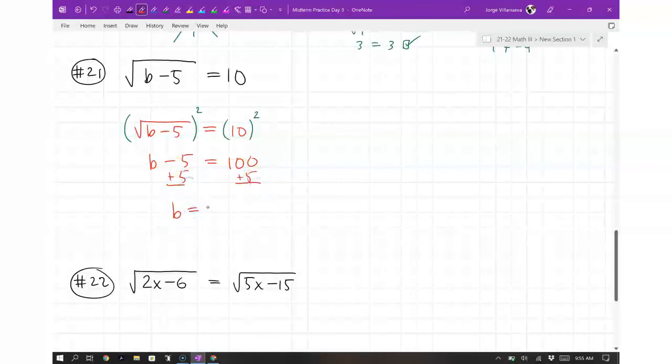b equals 105. Now this is my answer, supposedly, but I got to check it. I got to make sure that it works. Because if it doesn't work, then there's no solution. If it does work, then that's my only answer. Right? So let's check it.